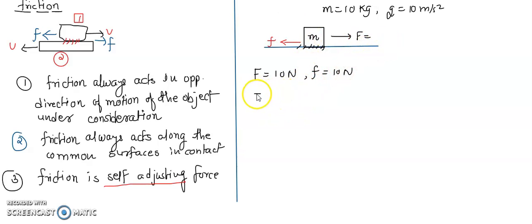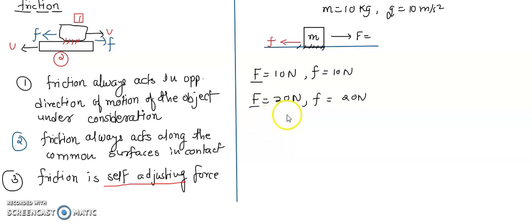Then suppose we increase F to 20 Newton. Again friction will adjust its value as per the applied force, so friction would be 20 Newton. Here I'm saying applied force means the applied net force. There may be two or more forces acting on this object, so you have to find the net of them along the surface, and the friction will be opposite to the direction of the net force.